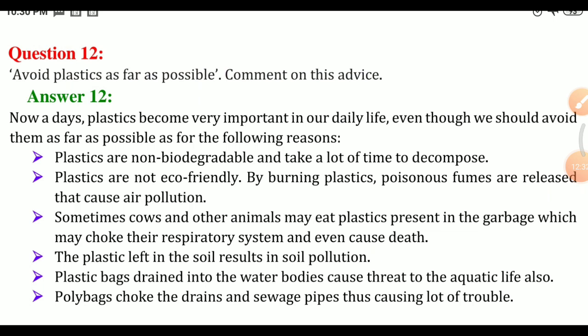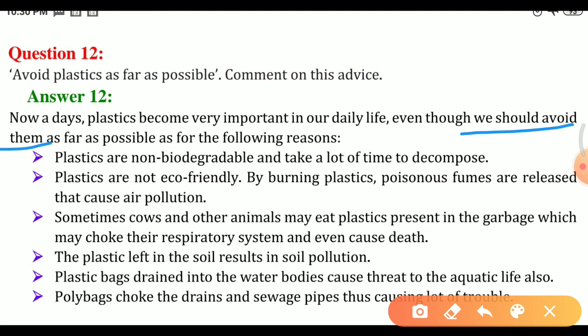Question number 12 is, avoid plastics as far as possible. Comment on this advice. Here we should keep in mind that plastic is a non-biodegradable material, so we should avoid it. It takes several years to decompose and it is not environment friendly. Nowadays plastic has become very important in our daily life, even though we should avoid it as far as possible, for the following reasons.